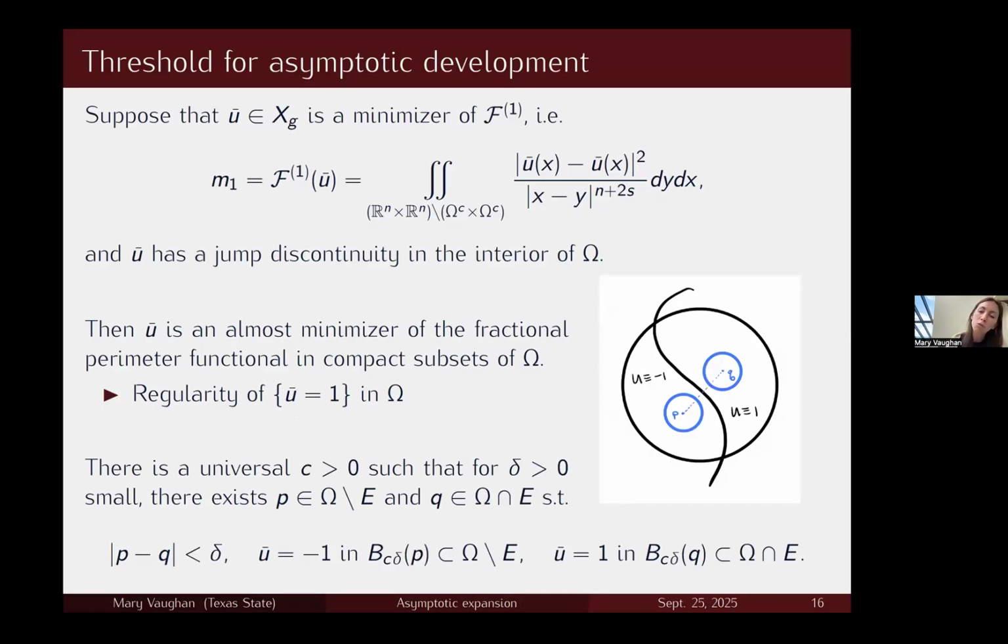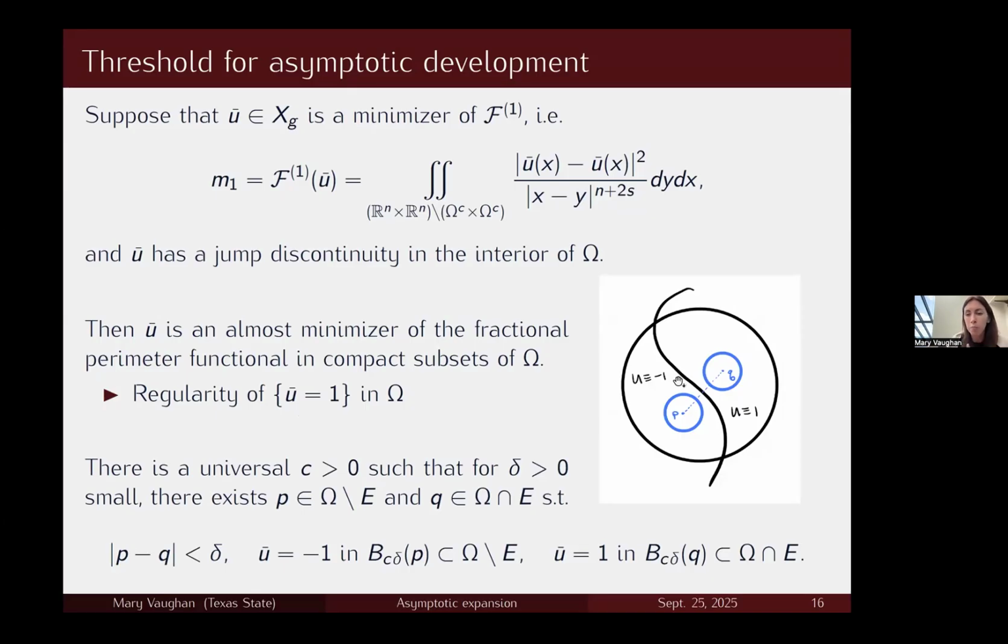And so what we do is we localize around the jump discontinuity. So say this is a ball, and over here is a set where u is equal to -1. Over here is a set where u is equal to 1, and this ball is, say, contained in your set Ω. So I'm in the interior.